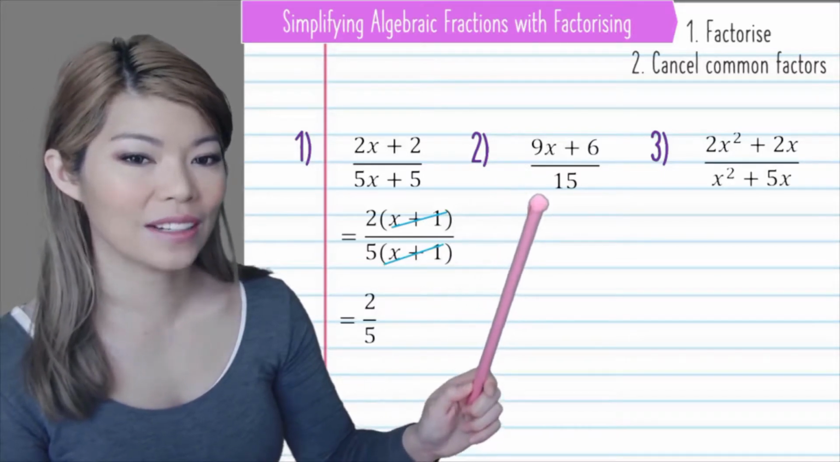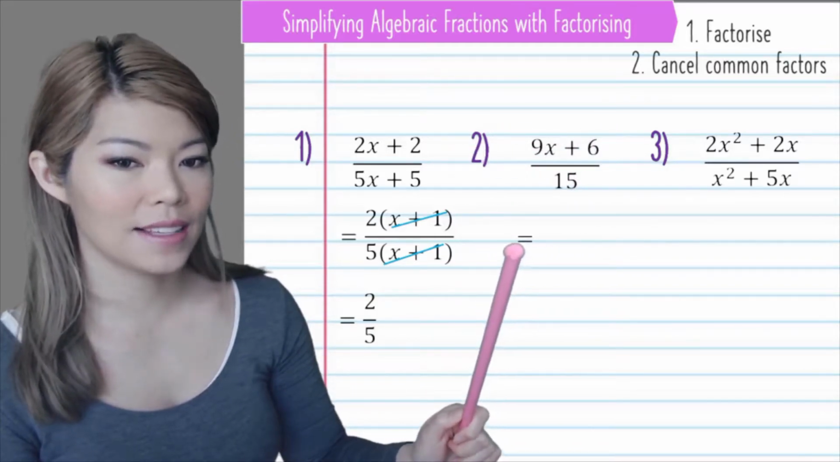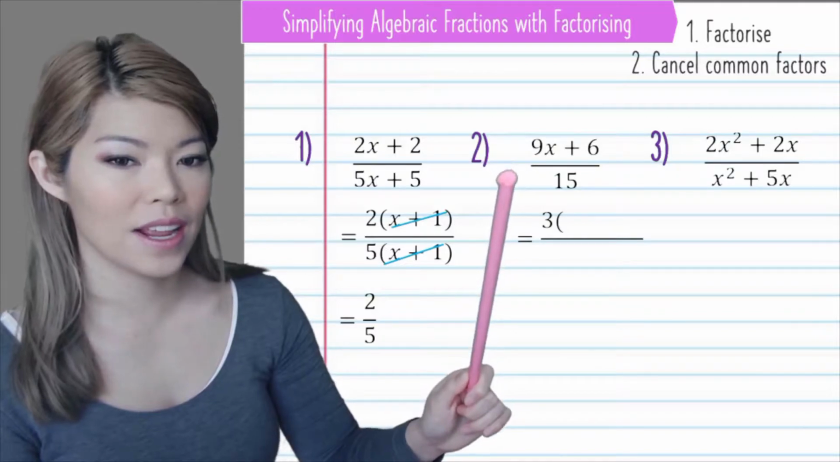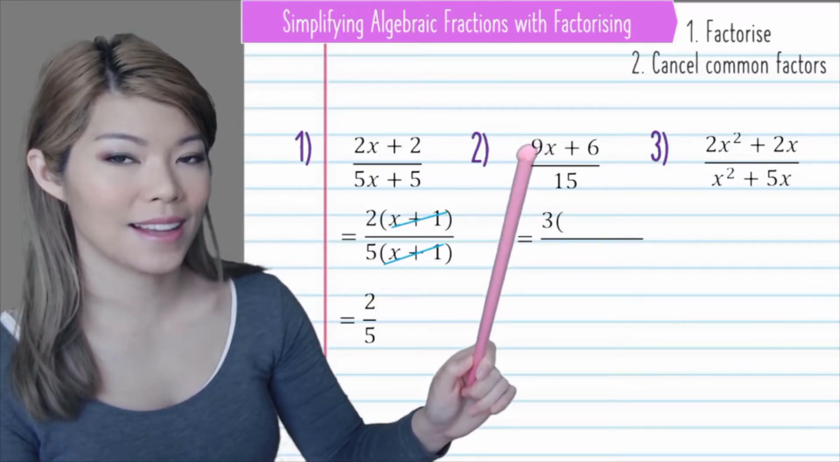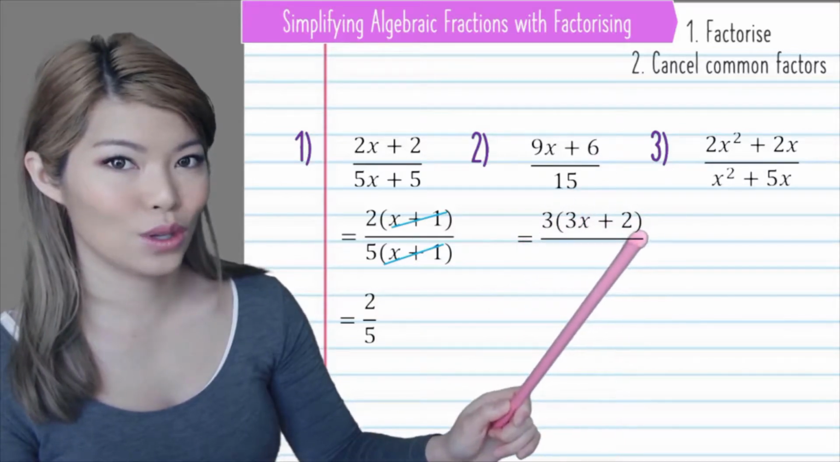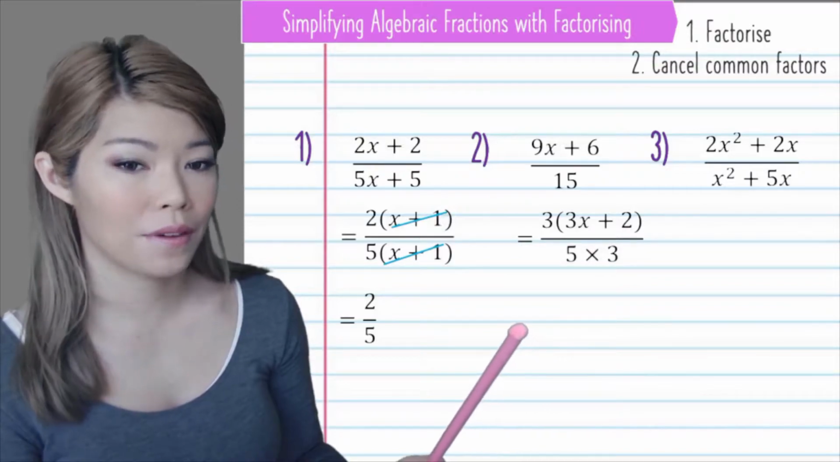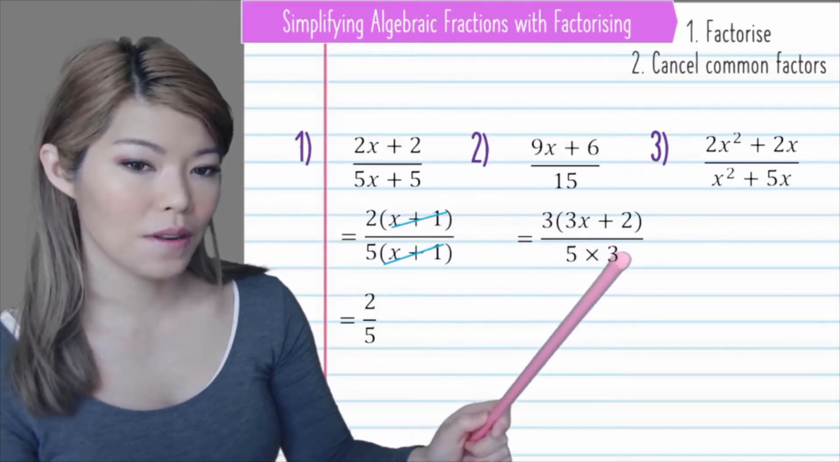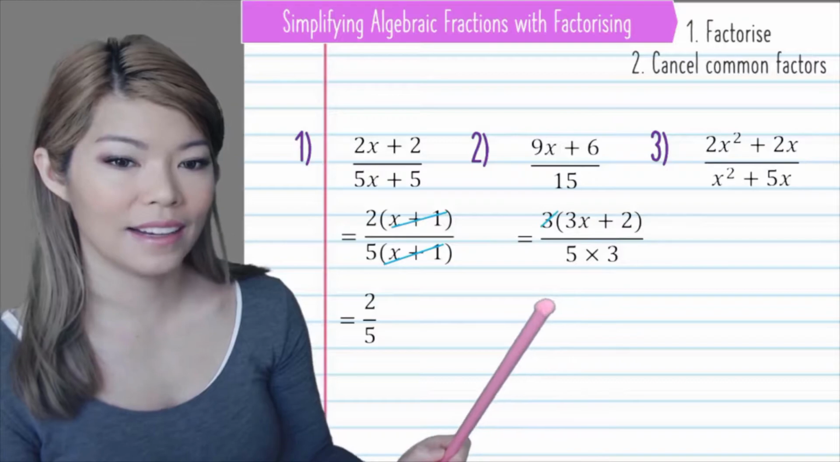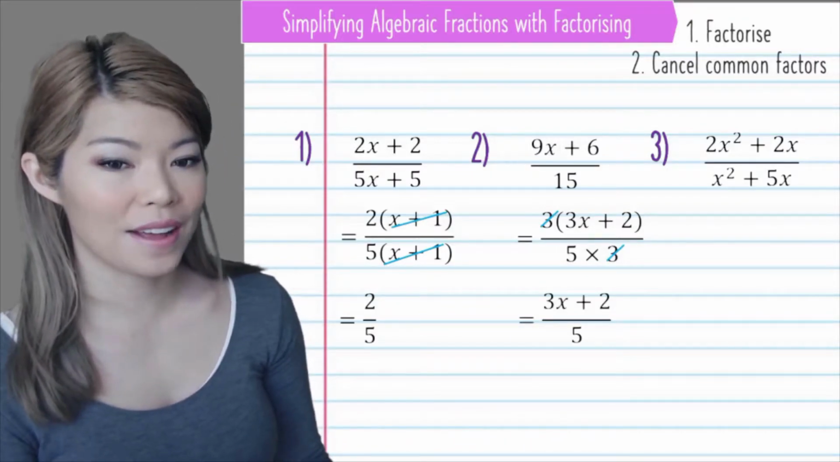Next question. So the top row is divisible by 3. So 3 is the highest common factor for the numerator. Now 3 times what is 9x? That's 3x. And 3 times what is 6? That's 2. And 15, we can break down into 3 times 5. Now we can see the common factor this time is just 3. So cancel out the 3 and we're left with 3x plus 2 over 5.